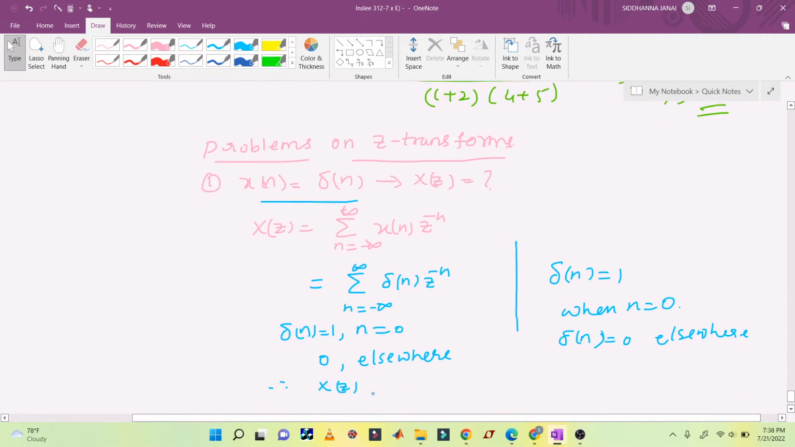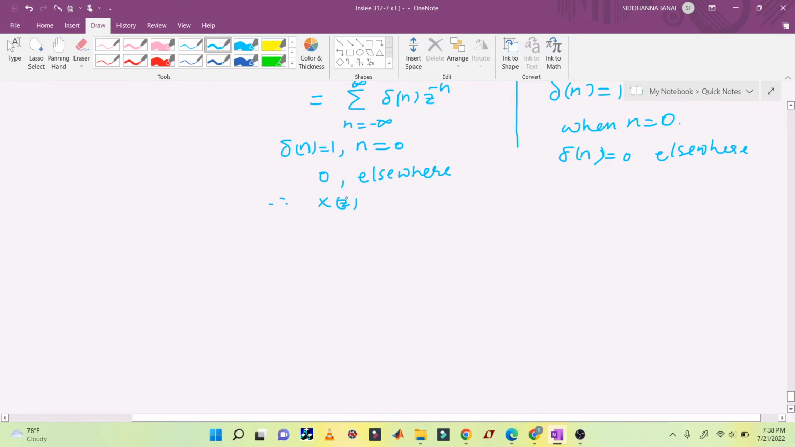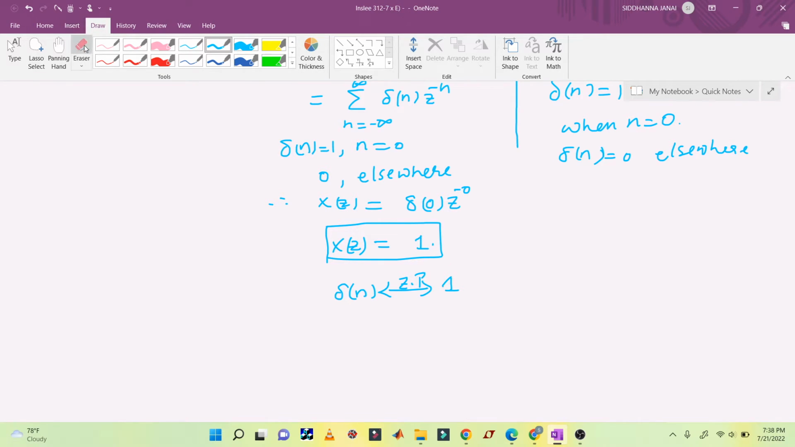Therefore, x of z is equal to delta of 0 z power minus 0. So delta of 0 is 1, z to the power minus 0 is 1. So x of z is equal to 1. X of z is equal to 1 for what? Delta of n. If you take the z transform, then the z transform of this delta of n will be 1. Okay, this is the first result.